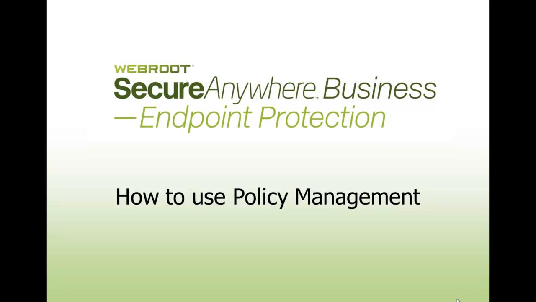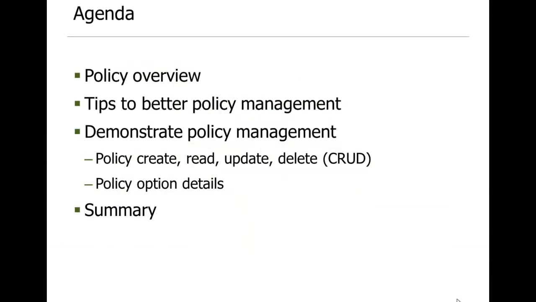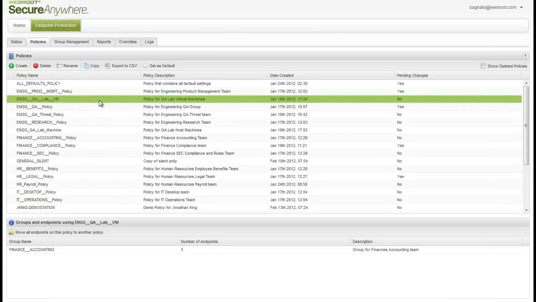During our brief training session, we will focus on the policy management capabilities found within Webroot SecureAnywhere Business Endpoint Protection. Our agenda will begin with the policies overview. We will then use a live management console to demonstrate methods and tips for better policy management. To get started, we will use the SecureAnywhere Business Endpoint Protection Management Console and browse to the Policies menu tab.